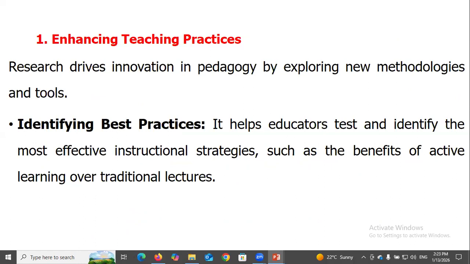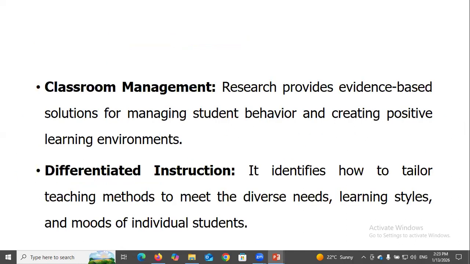Enhancing teaching practice. Research drives innovation in pedagogy by exploring new methodologies and tools, identifying best practice. It helps educators test and identify the most effective instructional strategies, such as the benefits of active learning over traditional lectures. Classroom management: research provides evidence-based solutions for managing student behavior and creating positive learning environments. Differentiated instruction: it identifies how to tailor teaching methods to meet the diverse needs, learning styles, and moods of individual students.